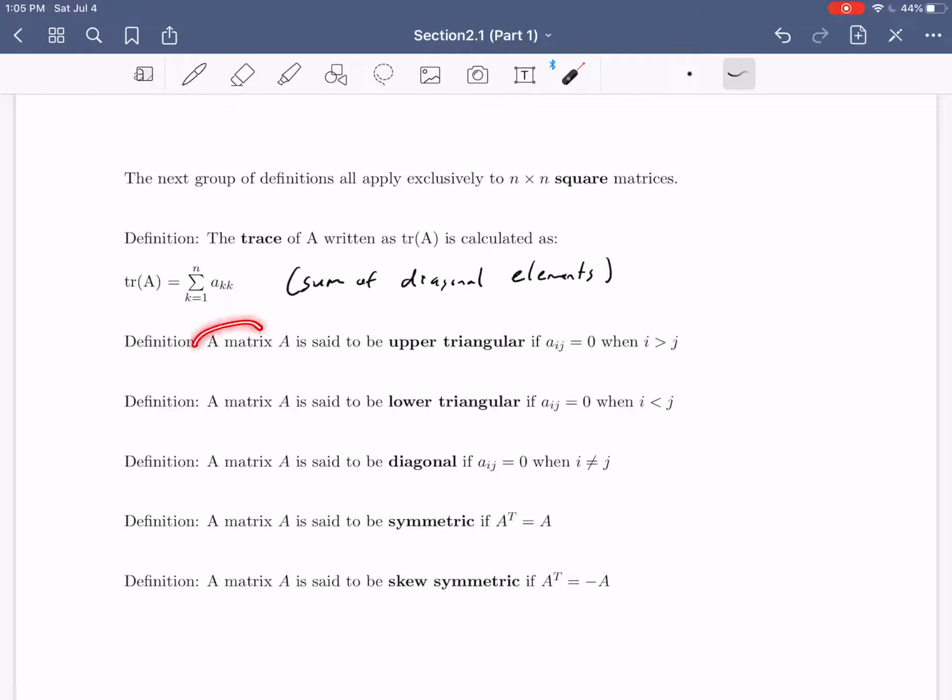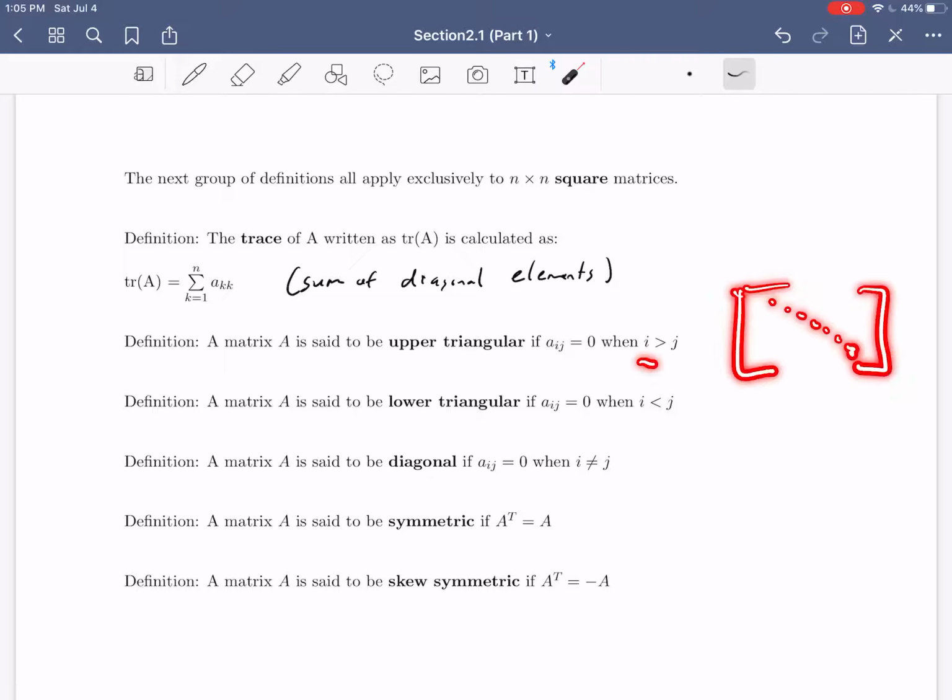All right, the next definition: a matrix A is said to be upper triangular if A_ij equals 0 whenever i is greater than j. So what does this mean? Well, this means if your row position is ever larger than your column position, which, if you think about it, in a matrix the diagonal is where they're equal.